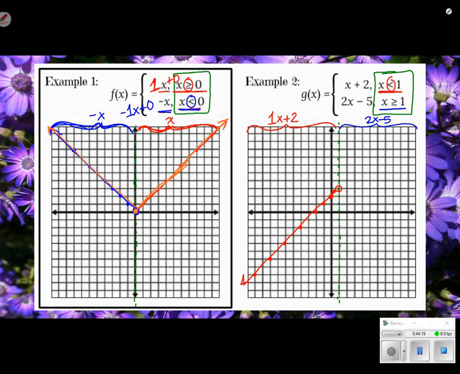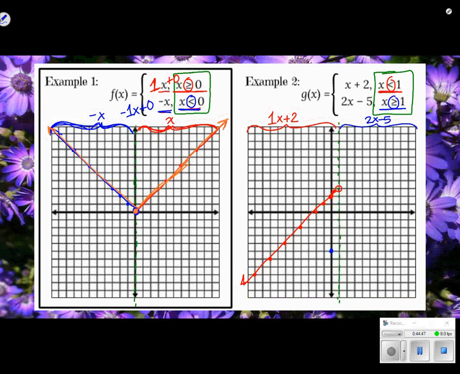All right. Now, for my blue line, I'm going to graph y equals 2x minus 5. Because I have that closed circle, I'm allowed to graph on the green line with a closed circle. But I have a small problem. My y-intercept is at negative 5, right here. And I can't put a point there that's blue because I'm in the red line's territory.